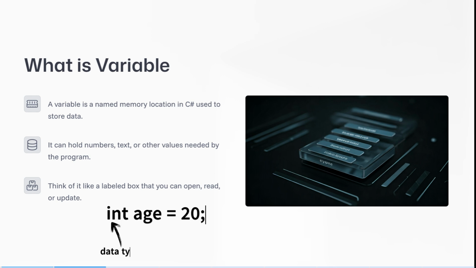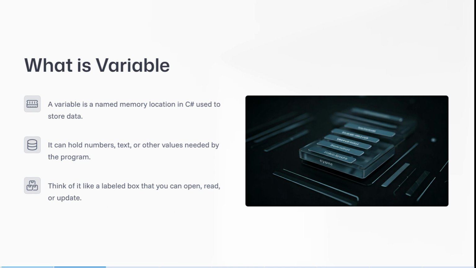Here, int is the data type, which tells what kind of data we are storing. age is the variable name. 20 is the value. So by writing this line, we are simply asking .NET to store the value 20 in a variable named age, and by specifying the data type as int, we are restricting this variable to only accept integer values.